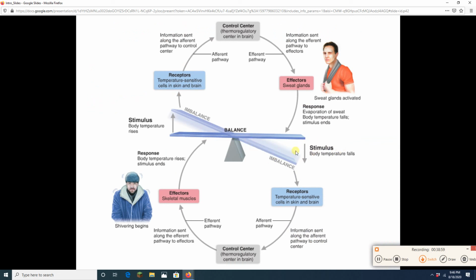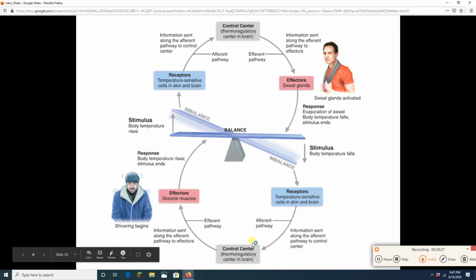Body temperature falls. Temperature sensitive cells in your skin and your brain are going to be the receptors. They're going to measure it and send that information to your control center. You have this part of your brain called the hypothalamus, which is going to control your temperature and do your thermoregulation. And the receptors send information there to that control center on the afferent path.